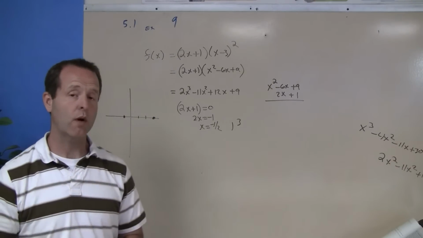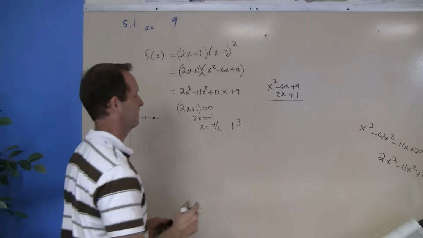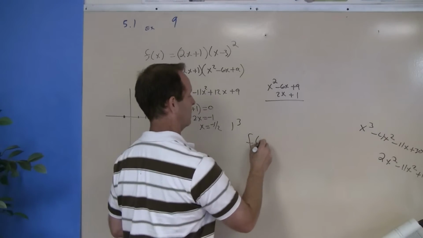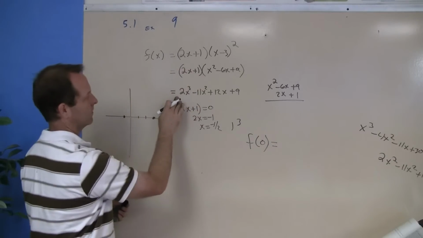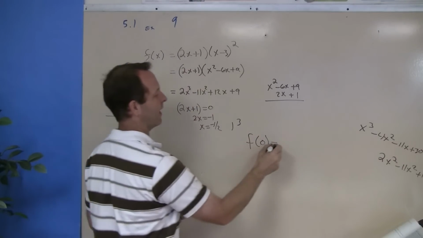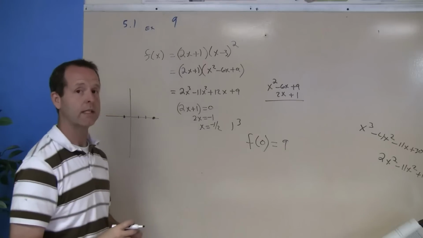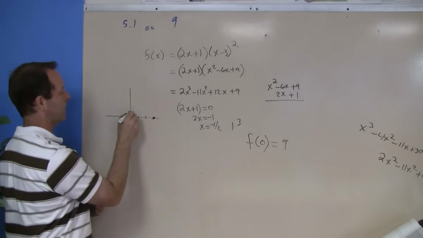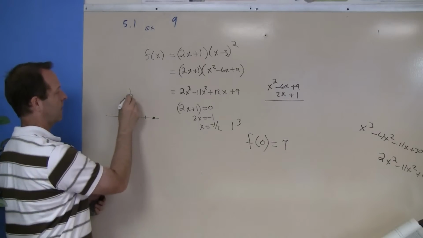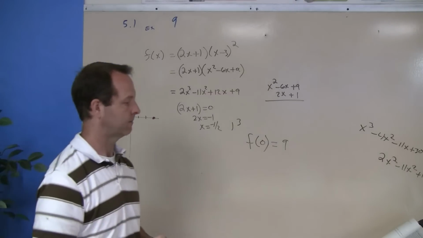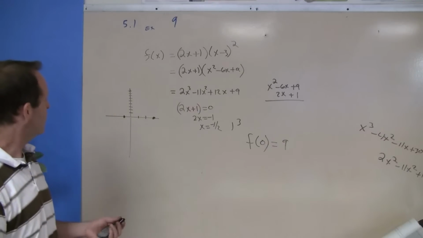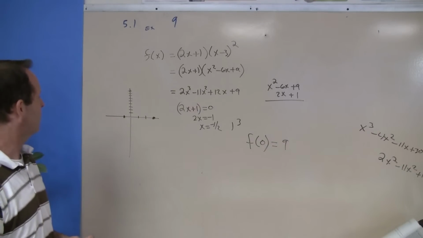I can also determine where its y-intercept is. If x were 0, what's left is a 9. So f of 0 equals 9. So I know this graph then, something happens up there at 9. That gives me a rough idea of what the graph will look like.